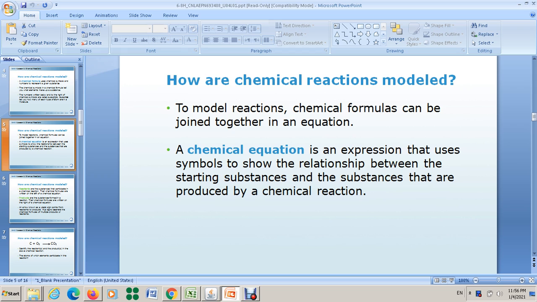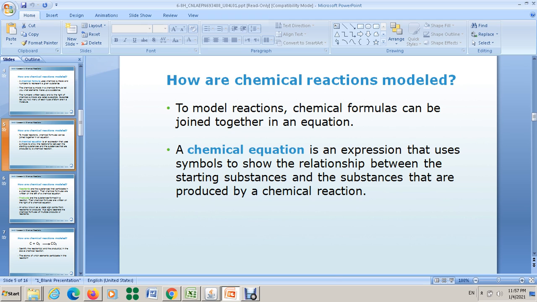To know the meaning, because we're talking about what is chemical equation, we want to know first what is the definition of chemical equation. It is an expression that uses symbols to show the relationship between the starting substances and the substances that are produced by a chemical reaction. Now we want to learn how to write this chemical equation.